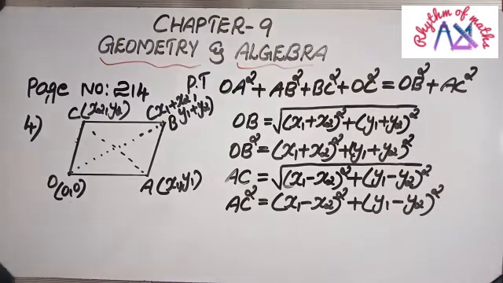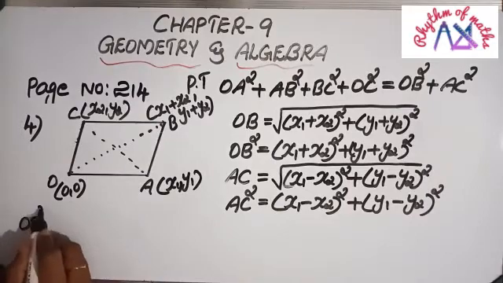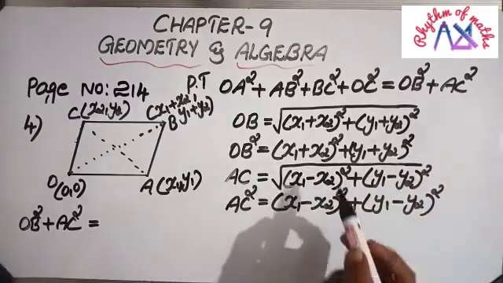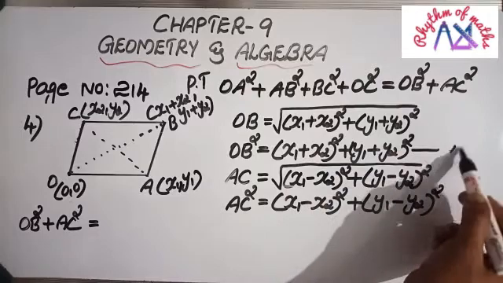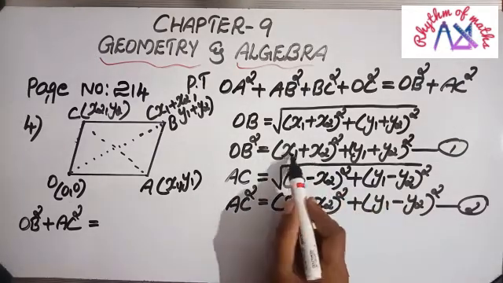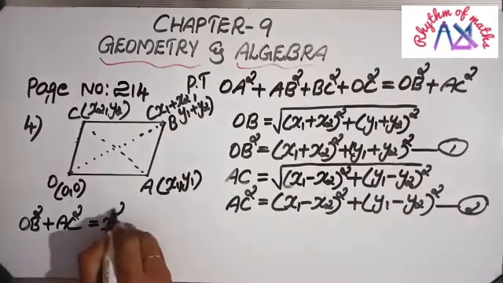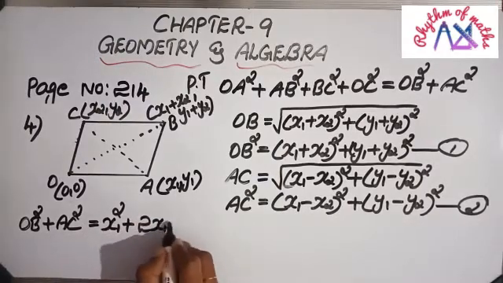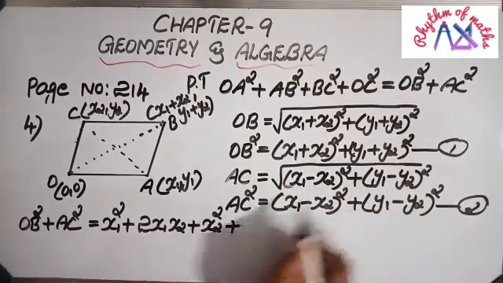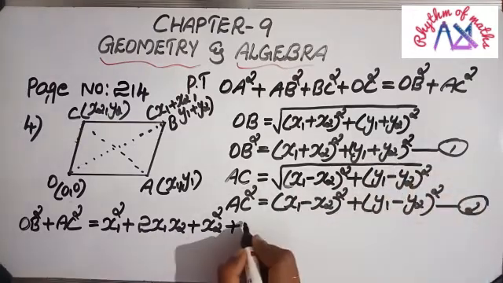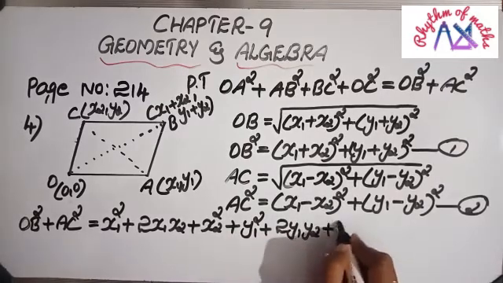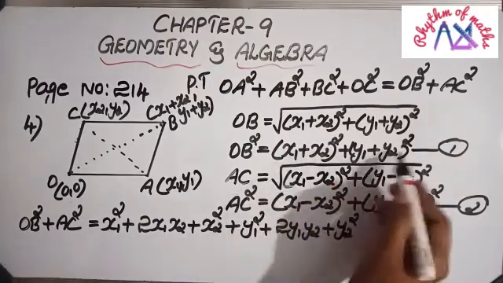Now we have to find the sum of these. So OB square plus AC square, the sum of the squares of the diagonals. Let's expand this. x1 plus x2 the whole square, this is the first one, this is the second one. Here the whole square means we have to apply the identity. So x1 plus x2 the whole square means x1 square plus 2 into x1 x2 plus x2 square. Plus the second bracket, y1 plus y2 the whole square, expands to y1 square plus 2y1 y2 plus y2 square. This is the answer for the first one.